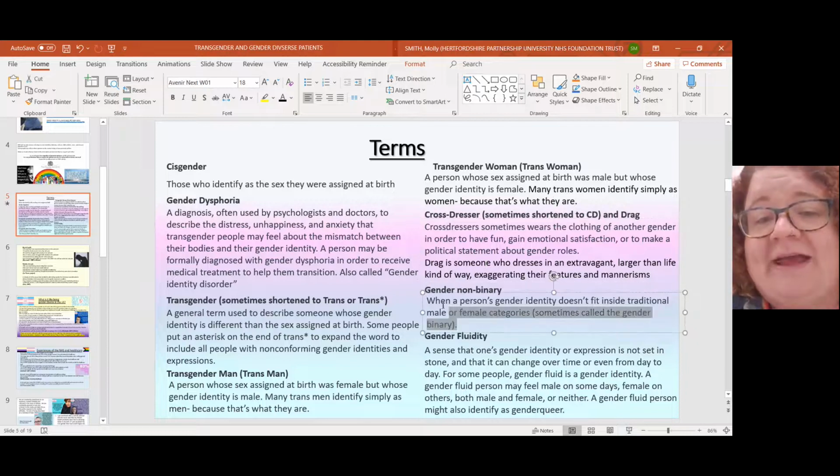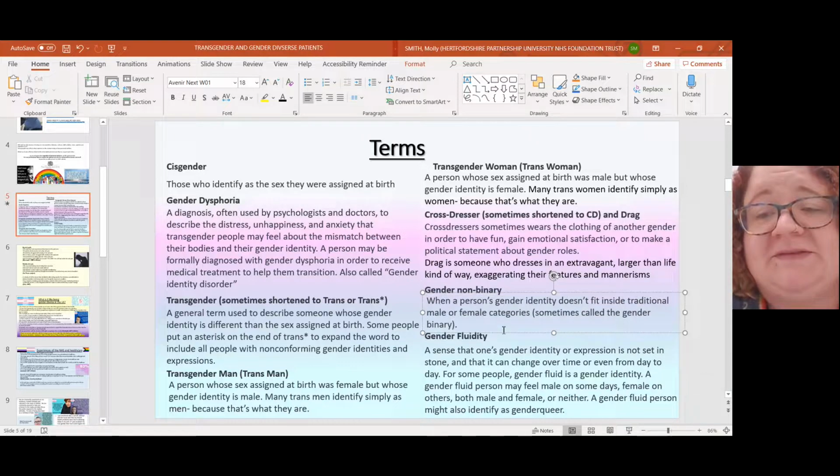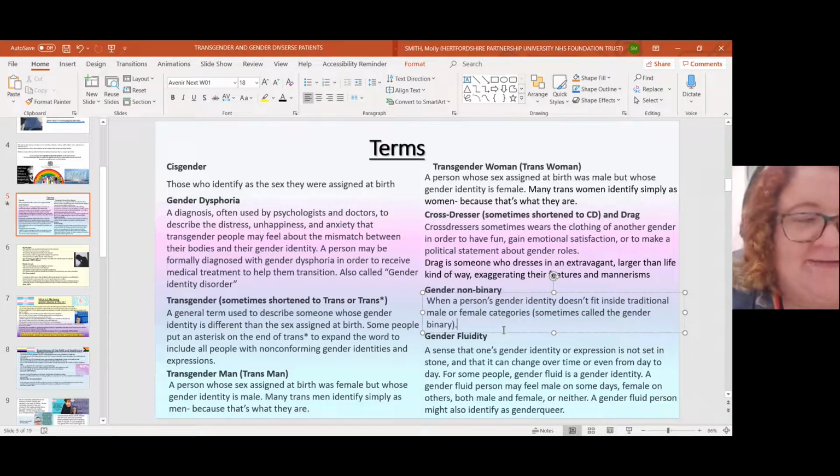Gender non-binary is another important term. I do feel this is sometimes something that isn't understood and often a bit overlooked. So gender non-binary is where your gender identity doesn't fit into those traditional boxes of male or female. So you may view yourself as non-binary, meaning that you don't fit one of those binary categories. And again, everybody is different.